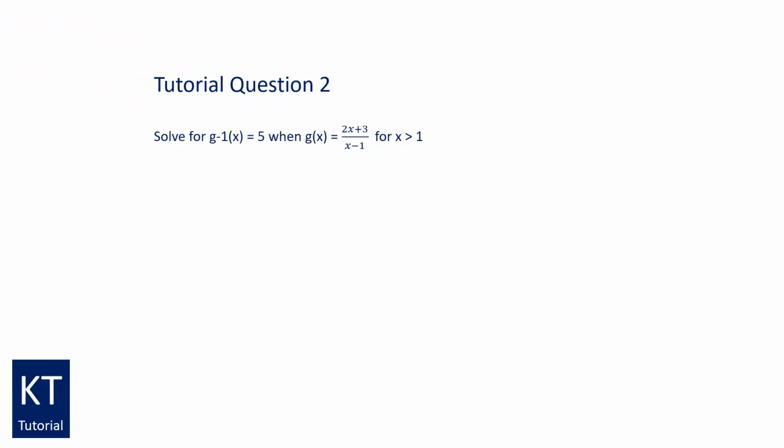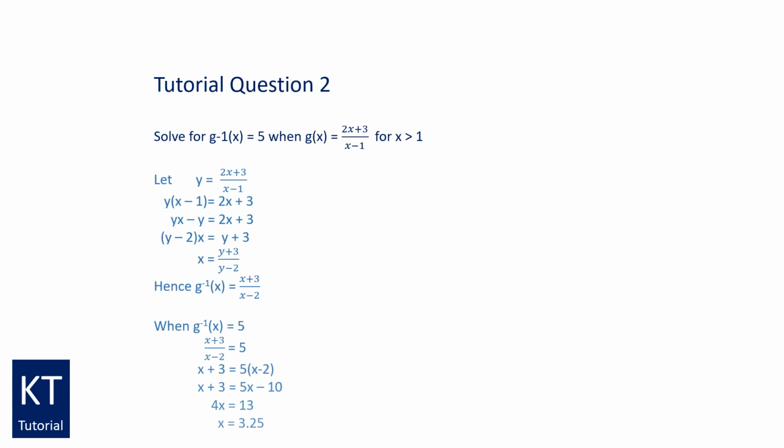Tutorial question 2. Solve for the inverse g(x) equals 5 when g(x) is equal to (2x plus 3) over (x minus 1) for x larger than 1. Once again, you let y equal the expression for g(x) and find x in the form of y. Having identified the inverse of g(x), one now needs to equate the expression for g(x) being equal to 5 and solve for x.